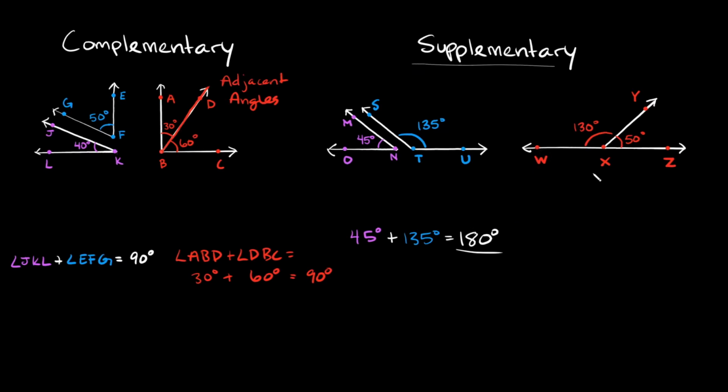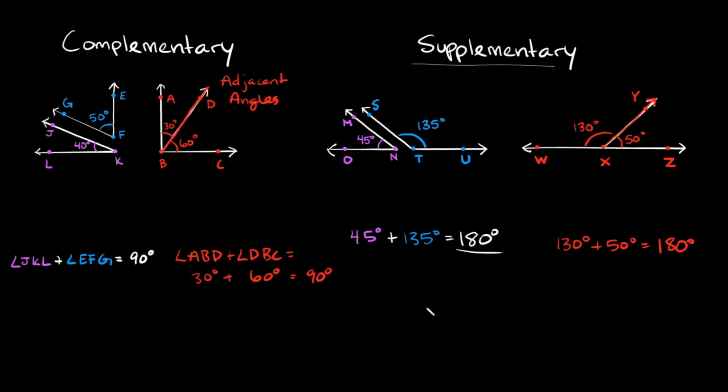And again, another way we can show that is with two adjacent angles. As you can see, both of these angles right here share this common segment. So angle WXY is 130 degrees, and then angle YXZ is equal to 50 degrees. And when you add these two angles up together, you would get 130 degrees plus 50 degrees, which again is equal to 180 degrees.